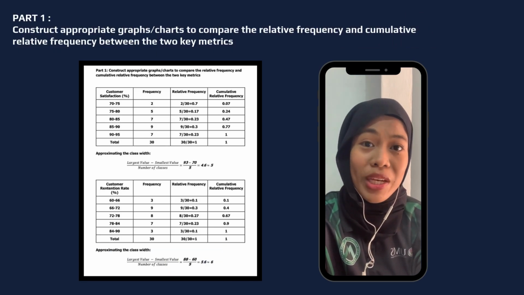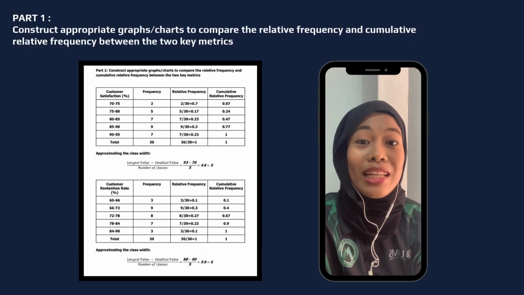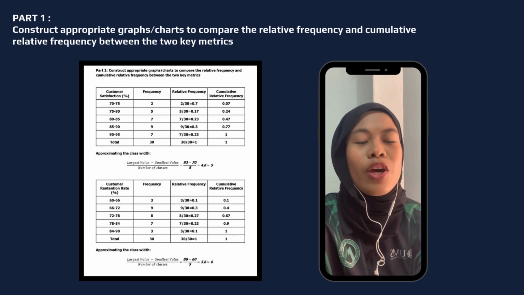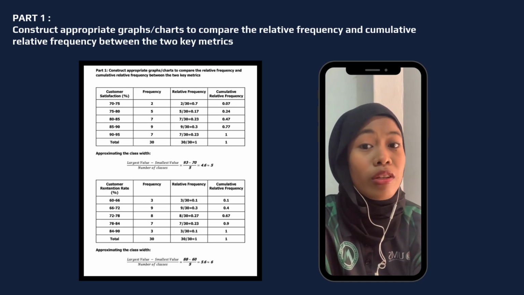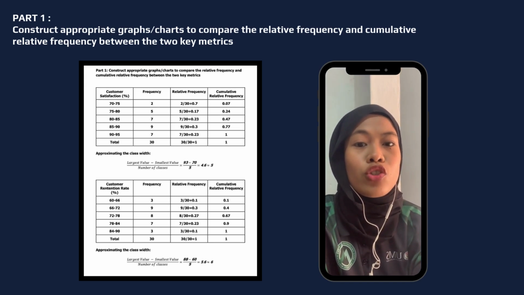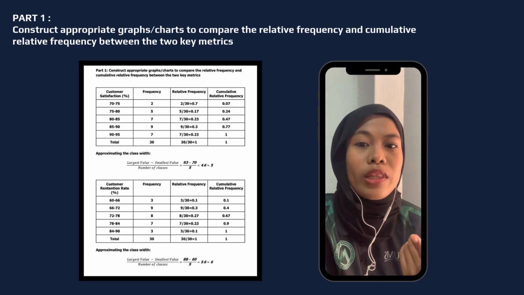I will explain how we analyze customer satisfaction score and customer retention rate using relative frequency and cumulative relative frequency. We have customer satisfaction scores grouped into 5 intervals. So each interval shows how many customers fall within that range.